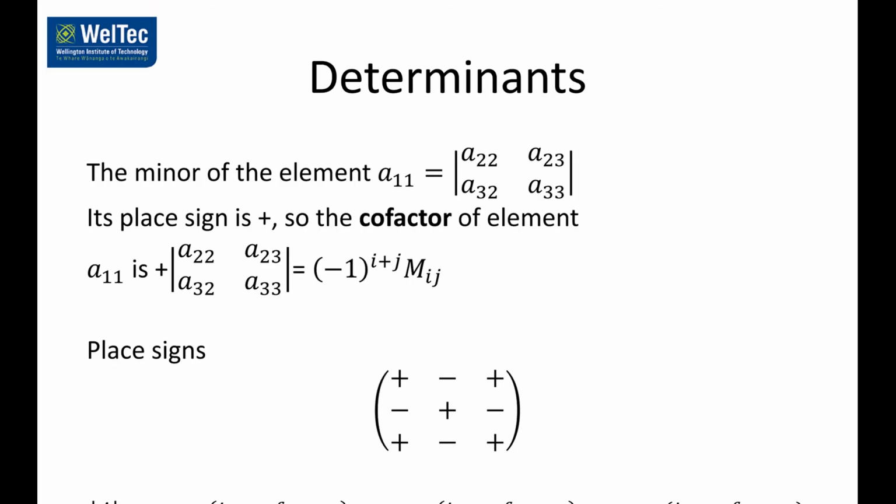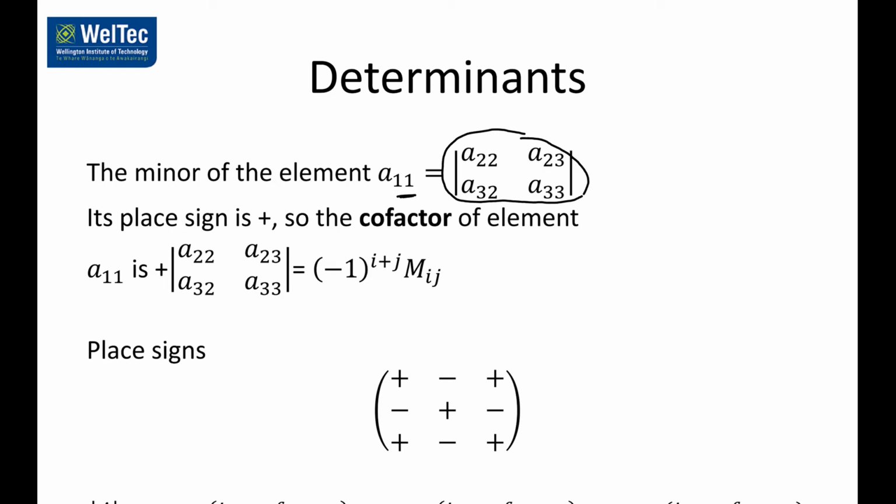We talk about the minor of an element, and previously on the previous slide we found the determinant of this, and that is what we call the minor. So the minor of A11 is the determinant of the other 4 units, and we need to use the place signs. As you saw, some of it was plus and some of it was minus, and the place signs come from the place sign matrix: plus, negative, plus, etc. Let's just have a look at an example.